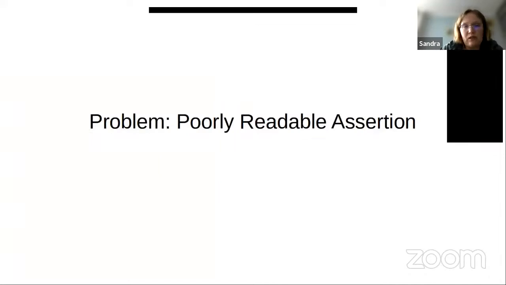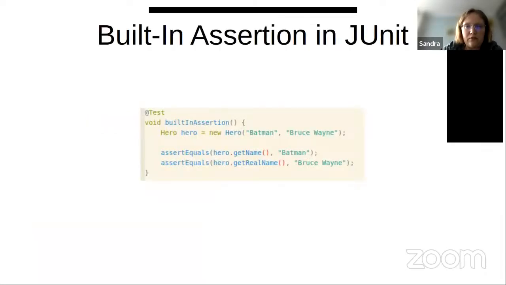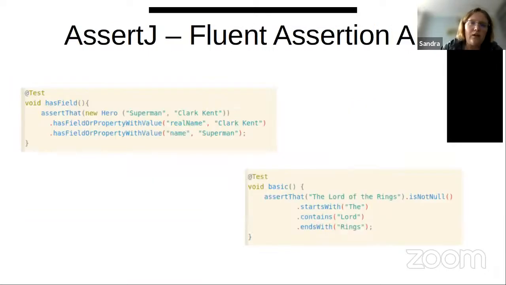The next problem that we have is poorly readable assertions. When you look at the assertions JUnit gives me, there are things like assertEquals or assertTrue. The problem is that you have a lot of copy and paste, and it's not very readable what I'm doing here. Fortunately, we have libraries like AssertJ. They give me a fluent assertion API where I can write assertions in a fluent way. So the IDE, my editor, can help me find out which kind of assertion I can use.